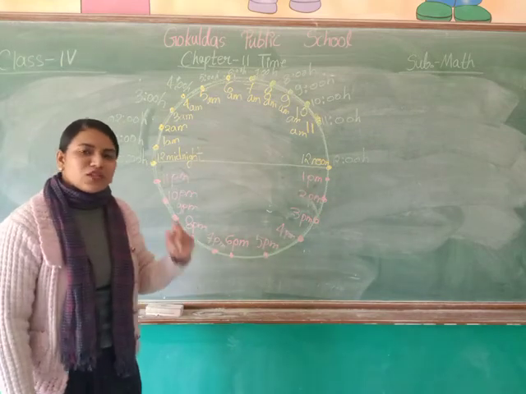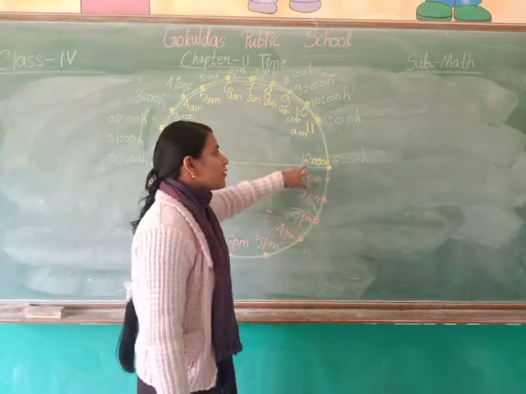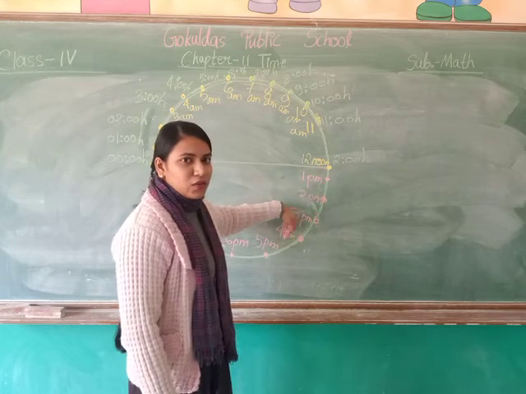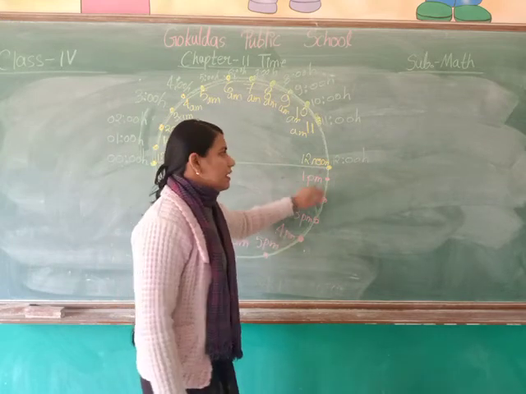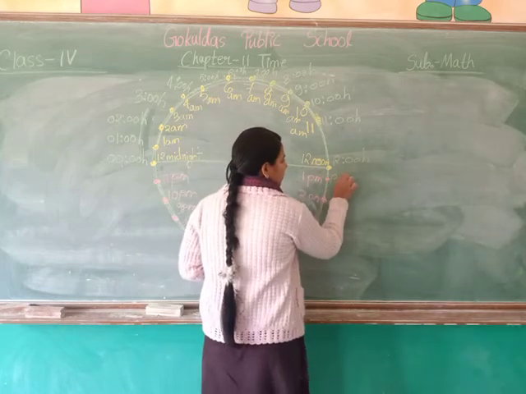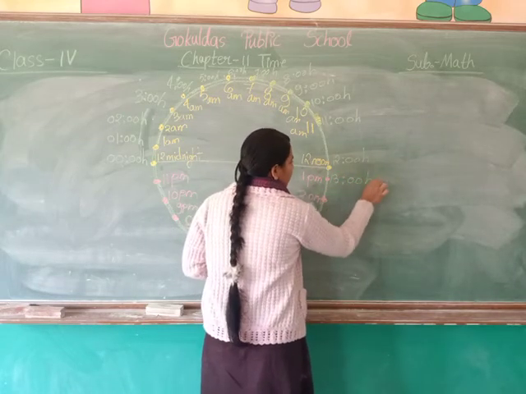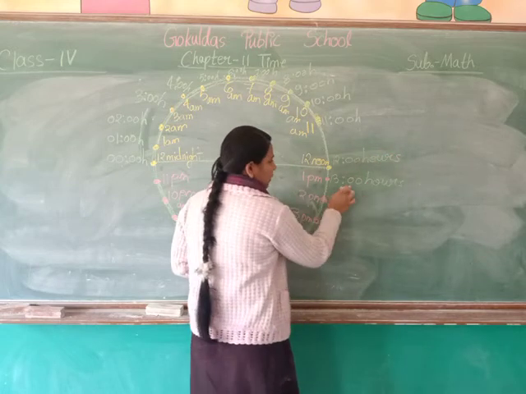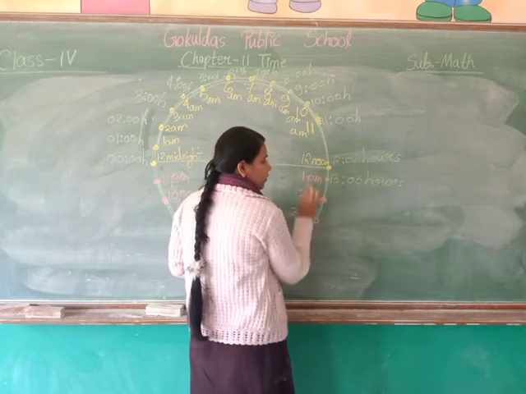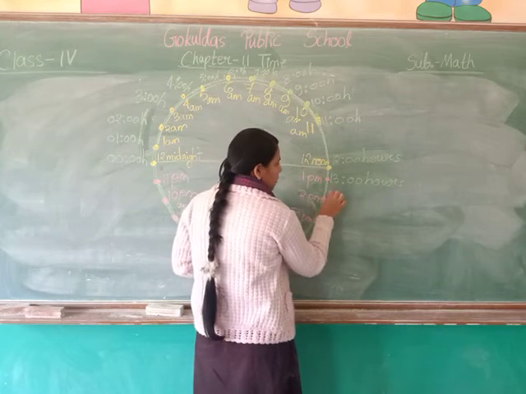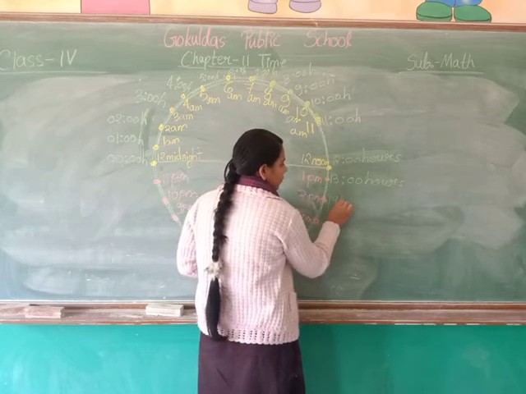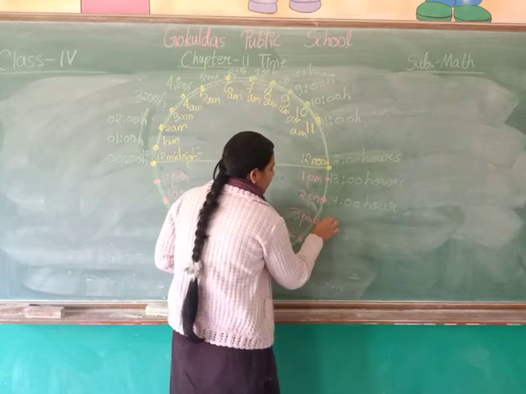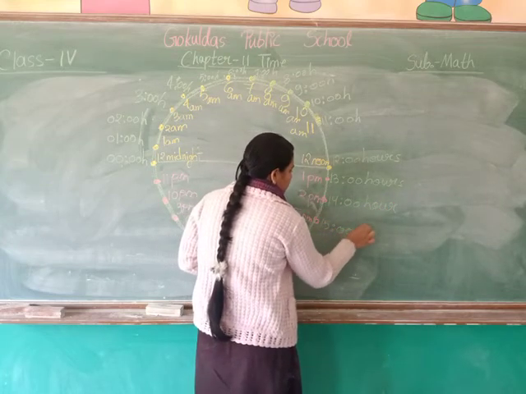Now, as you know, in the 24-hour clock format, after 12 noon the timings are not 1 PM, not 2 PM. It will be like 13. After 12, what will come? 13 hours. Do not forget to add hours when writing the timing in 24-hour format. After 13, it will be 14 hours. The next hour will be 15.